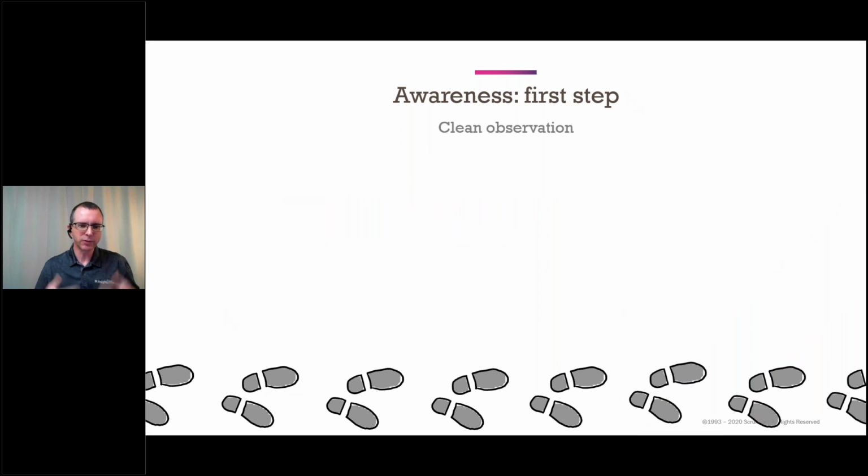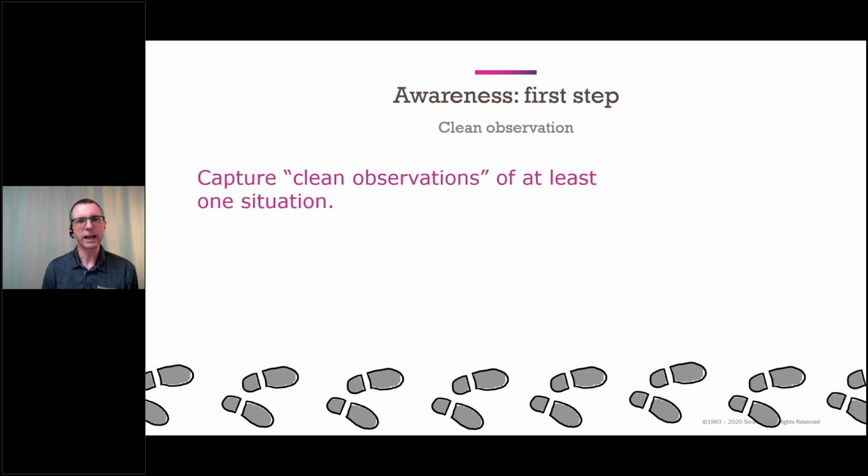What I would recommend you do to start to build this muscle and improve this core strength is clean observation. Capture clean observations of at least one situation. It helps if you're not leading the interaction. It helps maybe if you're not familiar with the context even. So maybe you want to observe a different team's daily scrum or another interaction of some sort, and write down or type up your observations. If you don't do that, you can't inspect them. So make them real so you can look at them.